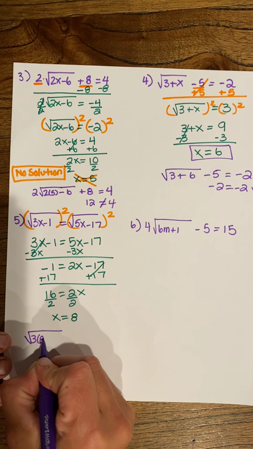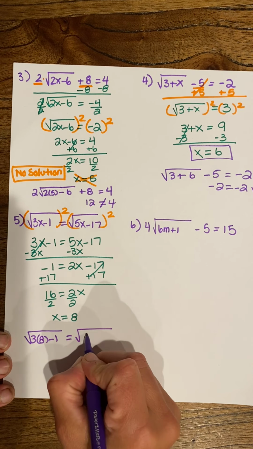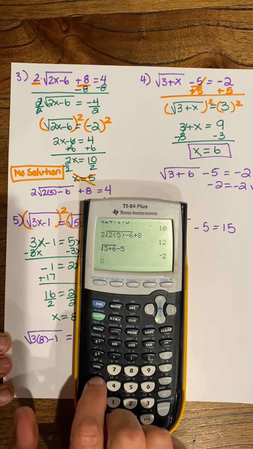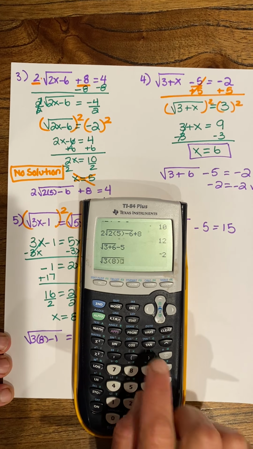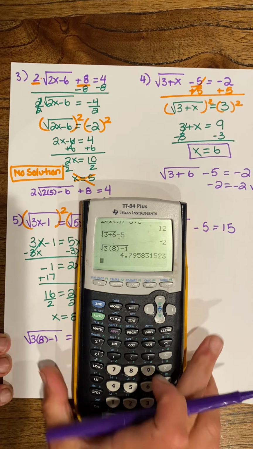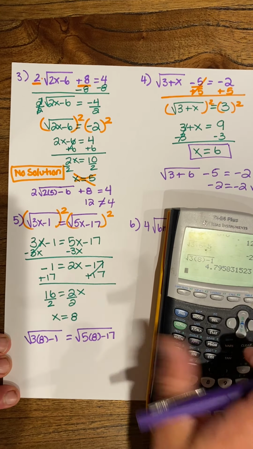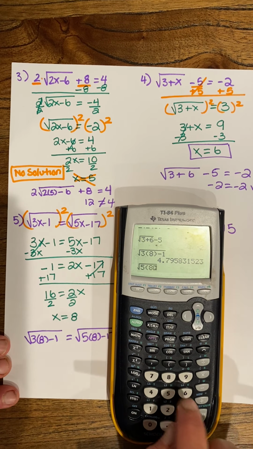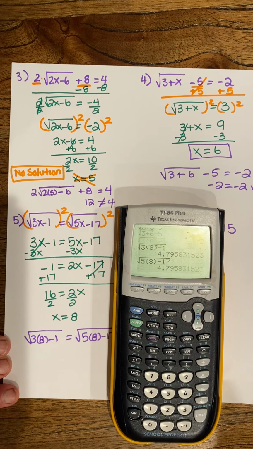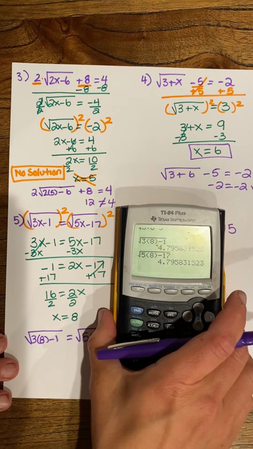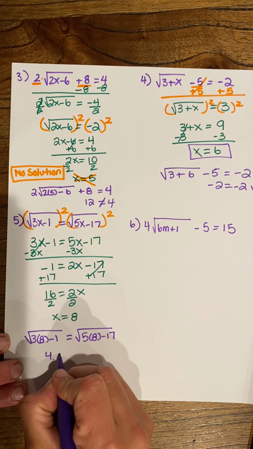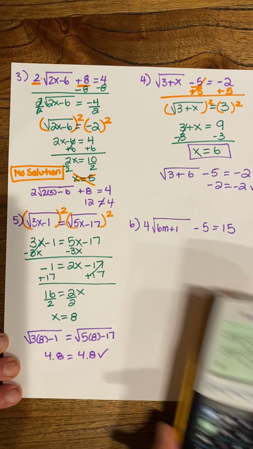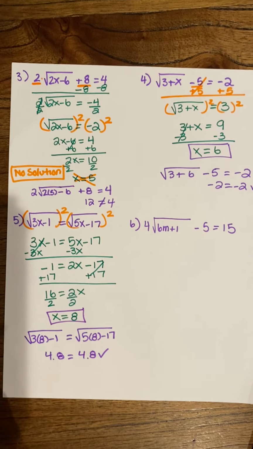So I do 3 times 8 minus 1. See if that's equal to 5 times 8 minus 17, right? So I do rad 3 times 8 minus 1. That answer, it's a little weird. It's like 4.8, looks a little crazy, but let's see what happens when we do 5 times 8 minus 17. Look, it's the same crazy decimal, right? So either way, I get 4.8 equals to 4.8, even if we round it, but it ends up being the same crazy decimal, so that must be the answer, okay?